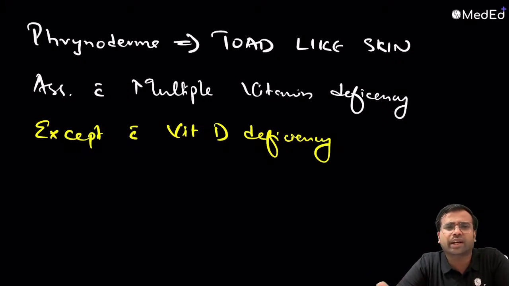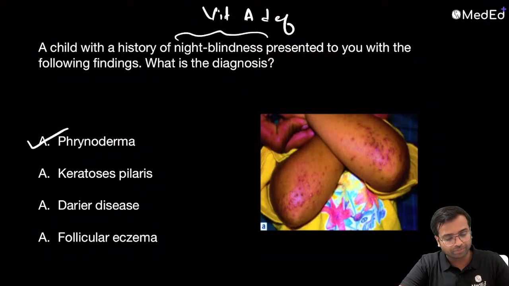And how will you treat any kind of phrinoderma? Since it is going to be associated with multiple vitamin deficiency, the parents or the mother would be complaining that the child is not on a proper balanced diet. So you can better replace it with a multivitamin syrup or something. That would be the management of phrinoderma.